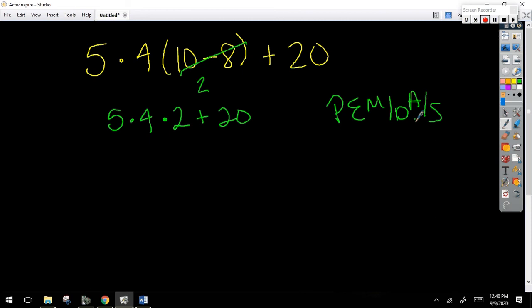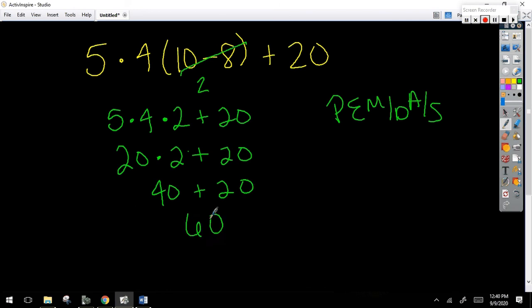I'm sorry if this is boring to y'all because I know you probably already know this, but again, I want to make sure that foundation is there before we move on. All right, so I got 20 times 2 plus 20. What now? Multiply. 20 times 2 is 40. And 40 plus 20 is 60. Is that difficult for anyone in here? You have to speak up if it is, because I'll keep going.